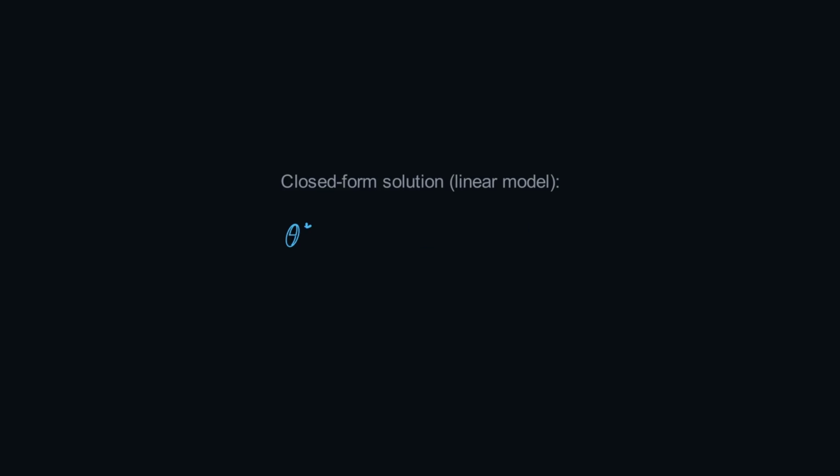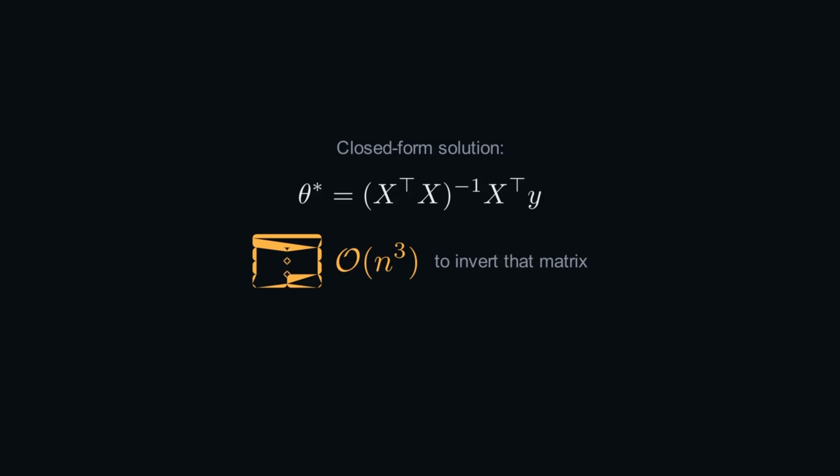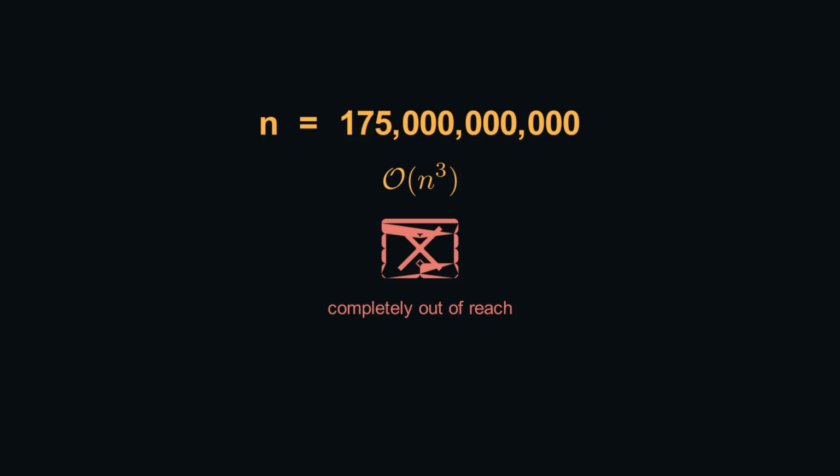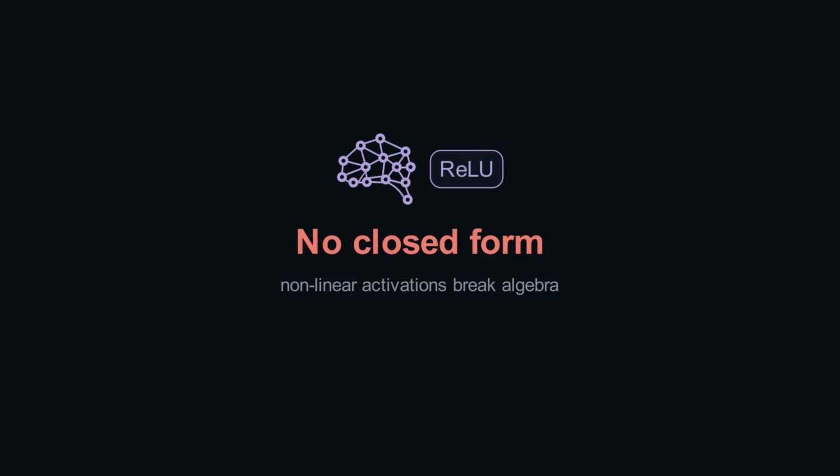So why not just solve for the best theta directly with algebra? For a simple linear model, there is a closed-form solution. Theta star equals the inverse of X transpose X multiplied by X transpose y. But inverting that matrix costs order n cubed operations. At 175 billion parameters, that computation is completely out of reach. And for deep networks with ReLU activations, there is no closed form at all. The only practical option is iterative.